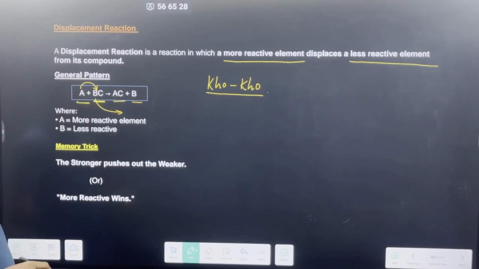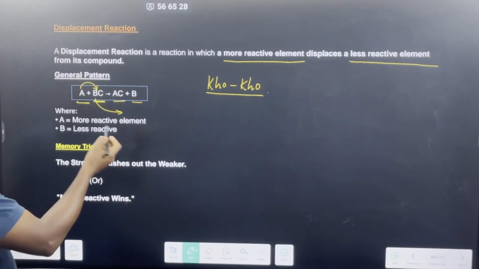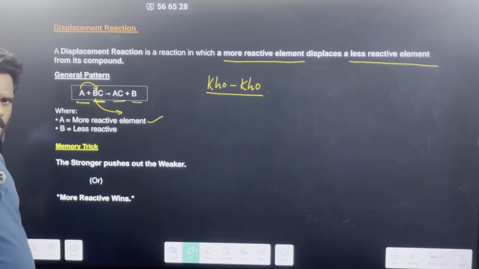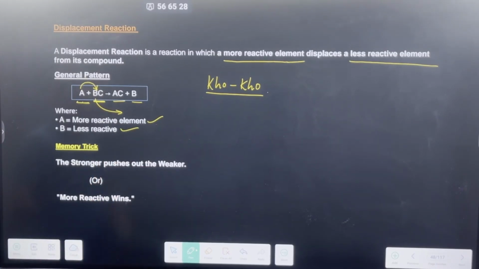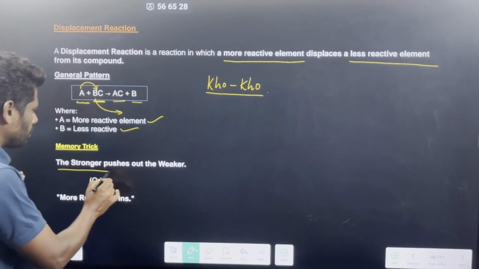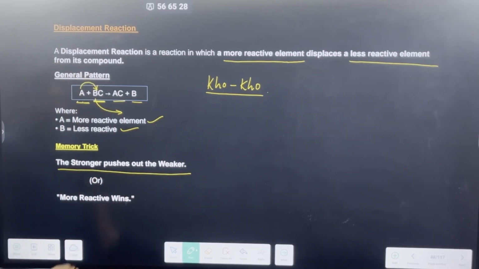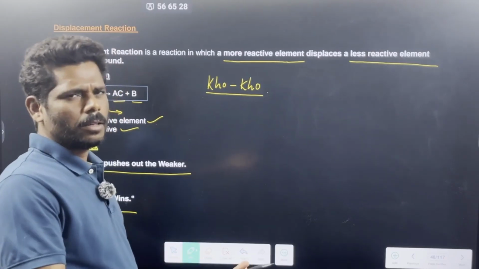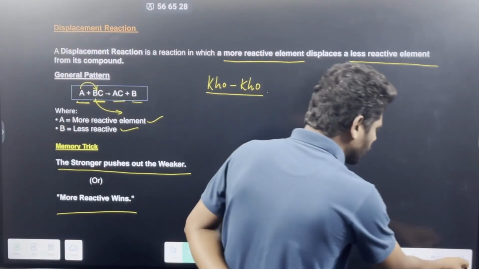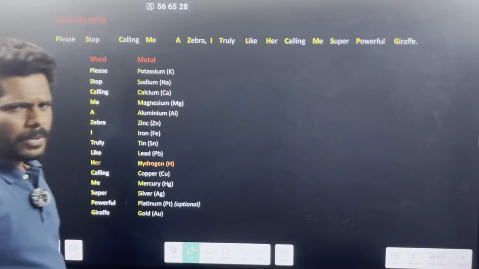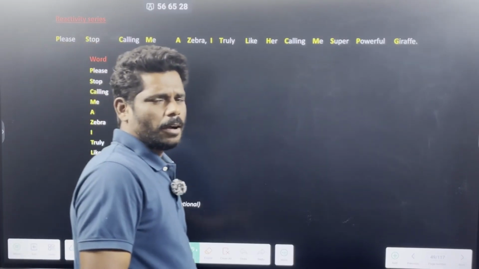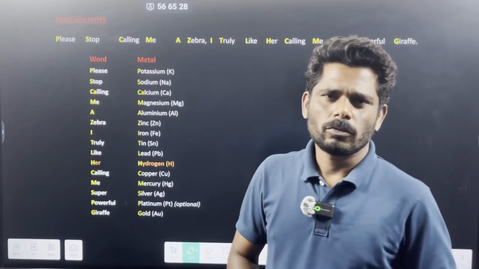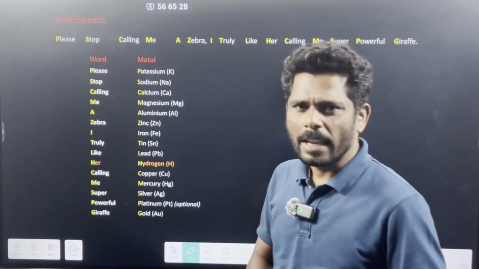Then definitely we might have understood one thing. A is the more reactive element, B is the less reactive element. Simple. The stronger pushes out the weaker. Obviously, the more reactive element or metal usually wins the race or the competition. Sir, which is more reactive then? For that, yes, you have to follow me.